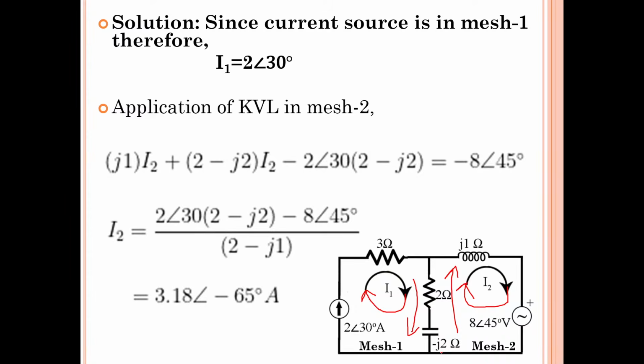Remember, the I1 current is 2 at an angle of 30 degrees, so we already know the I1 current. Now let us start with the elements. In order to apply Kirchhoff's voltage law in mesh 2, we can start with the elements or we can start with the source itself. So let me start with the source. Remember that the differential current will flow through the middle branch elements.